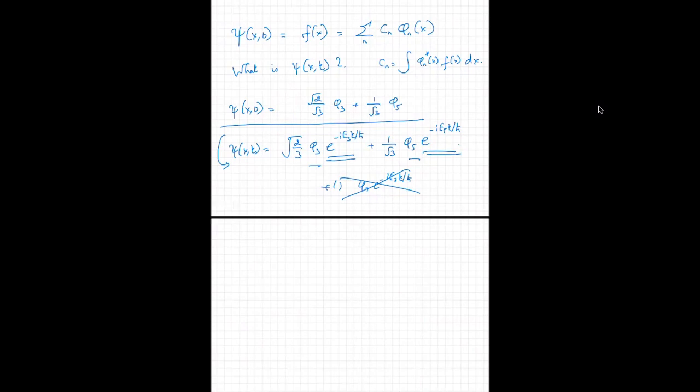Yes, sir. Got it. So in other words, if psi of x comma 0 is phi 3, then psi of x comma t, there is no way this can be equal to phi 3 e to the minus i E t over h bar times something different. This doesn't happen. Okay, this is what I mean, simply speaking.